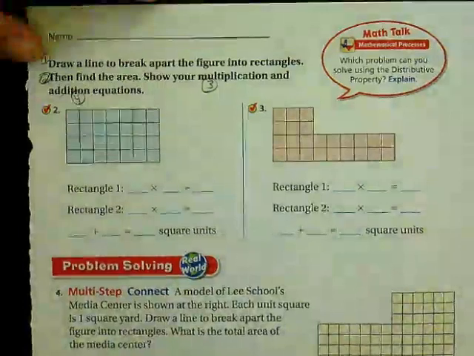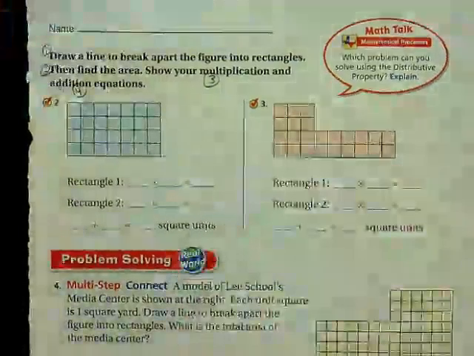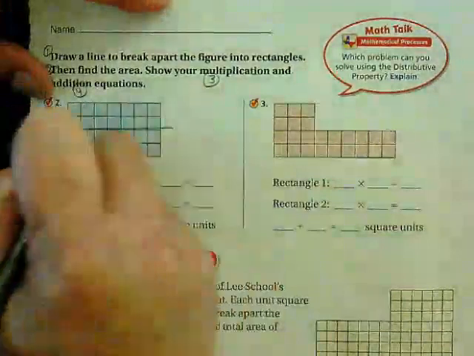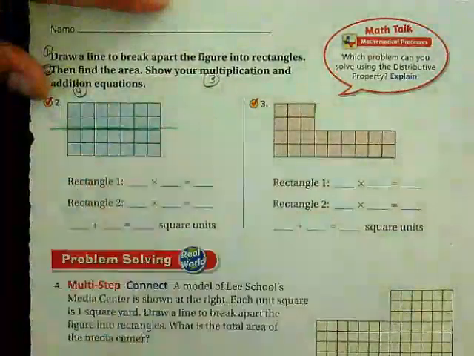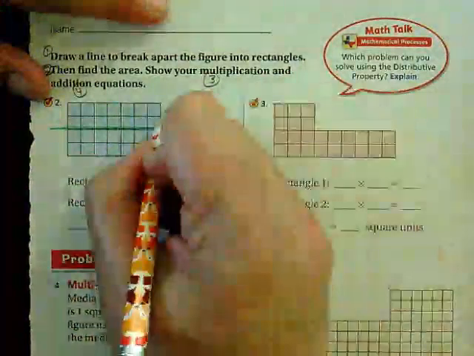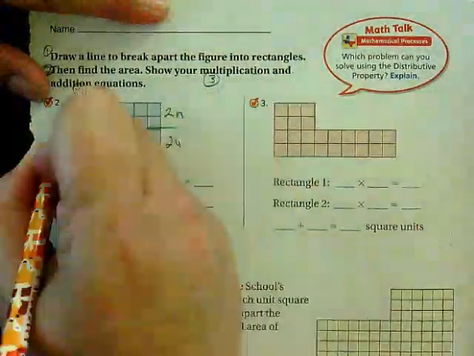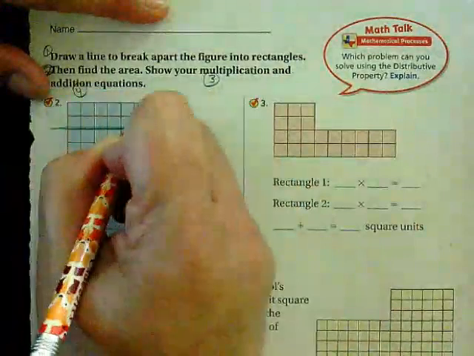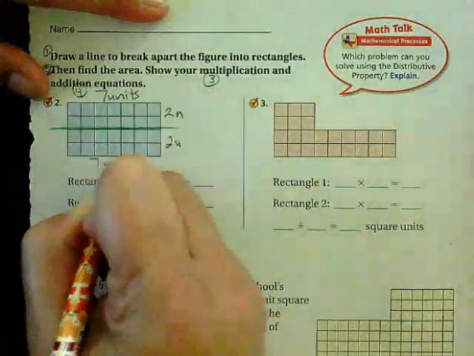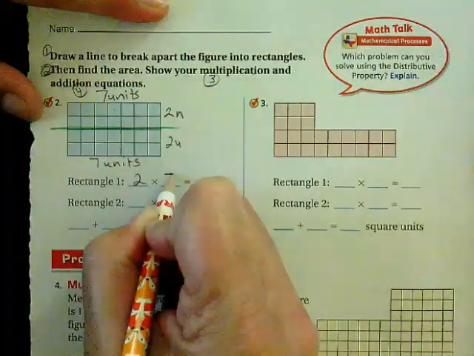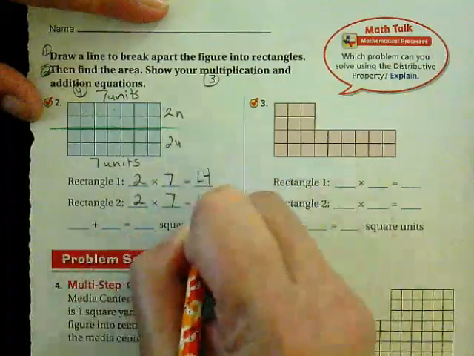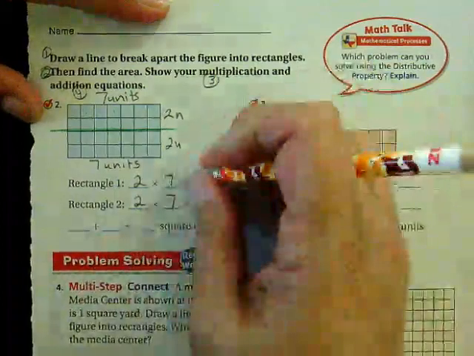So let's do number 2. First, I'm going to draw into two different rectangles. I think I'm going to take the easy route, draw a horizontal line. And now I'm dealing with 2's. 2's are easy to count. So I have 2 units by 1, 2, 3, 4, 5, 6, 7 units. So 2 times 7 and 2 times 7. That would be 14 and 14.